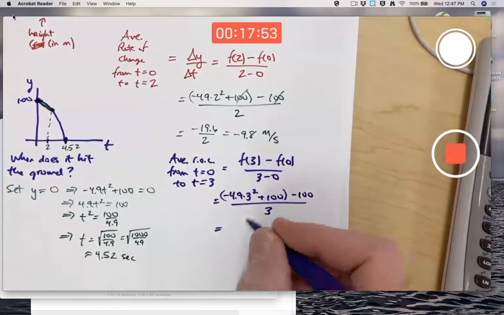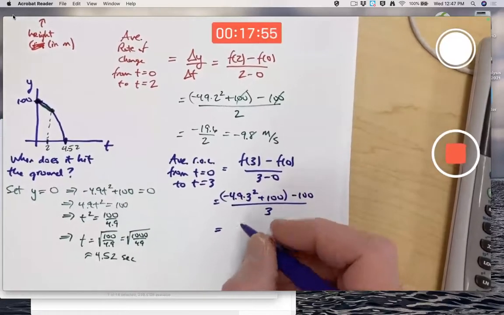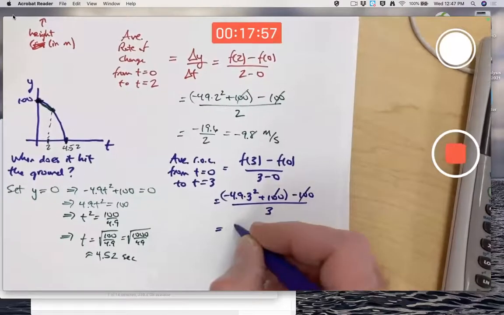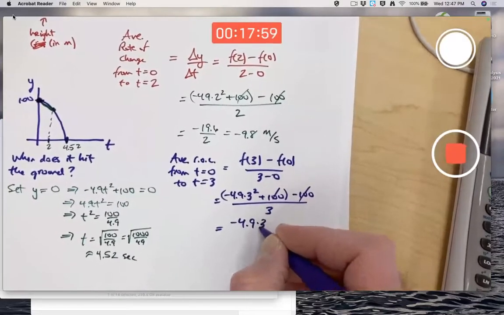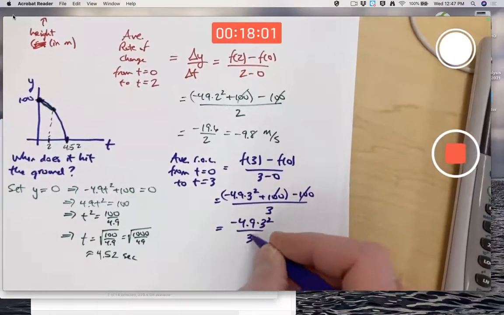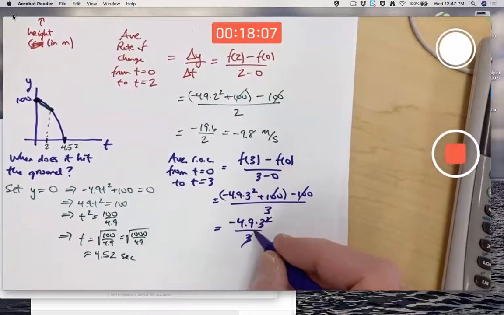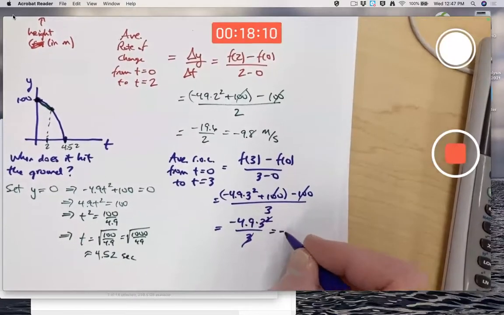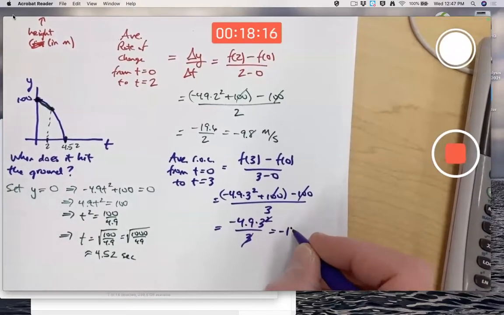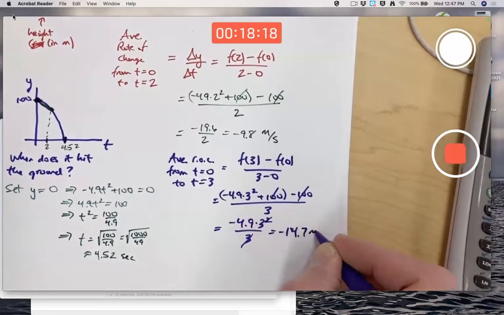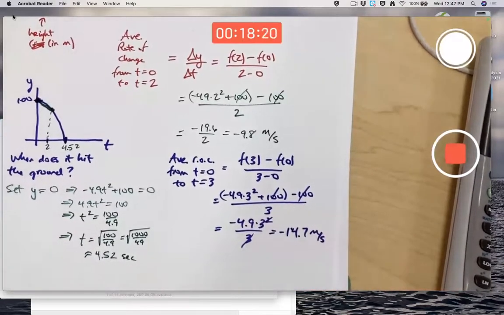Actually, a little trick here to avoid your calculator even, is to realize this is going to give you negative 4.9 times 3 squared over 3, and one factor of 3 will cancel. I could have canceled one factor of 2 on the other one. So this is ultimately negative 4.9 times 3, which is negative 14, excuse me, negative 14.7 meters per second. That is the average rate of change, the average velocity.